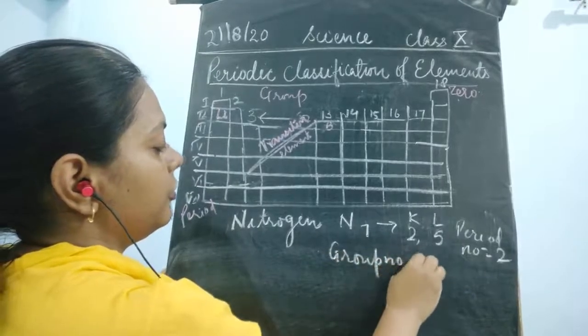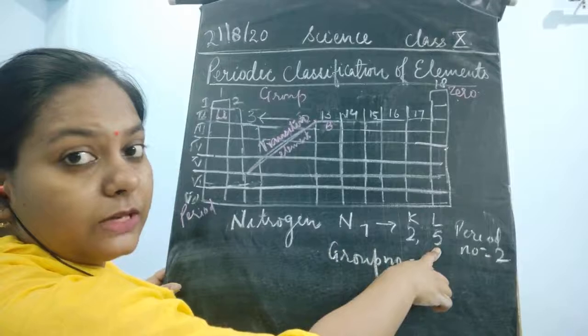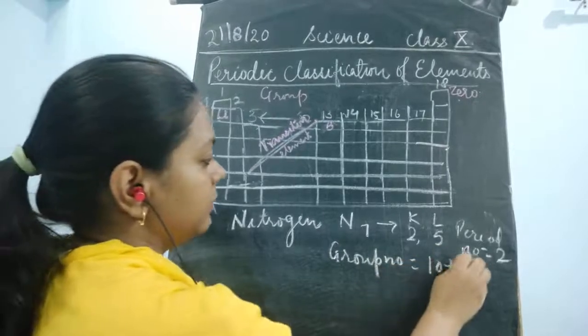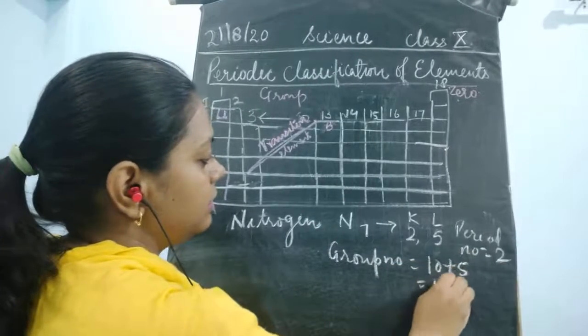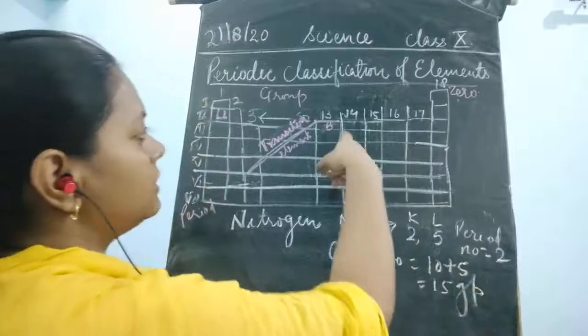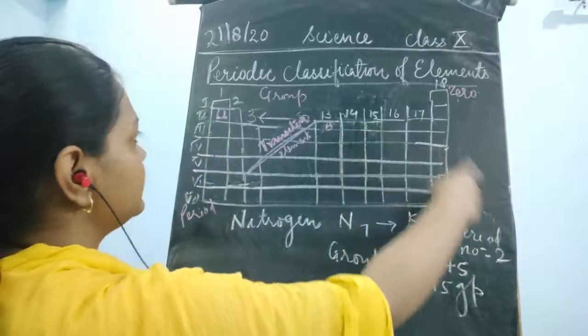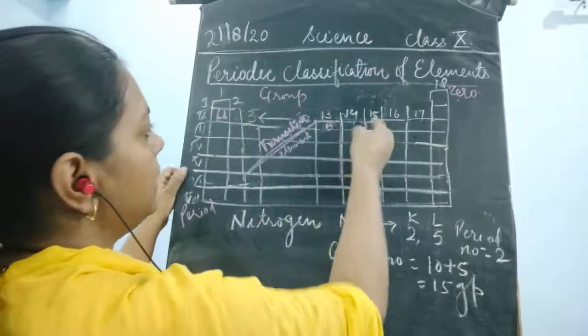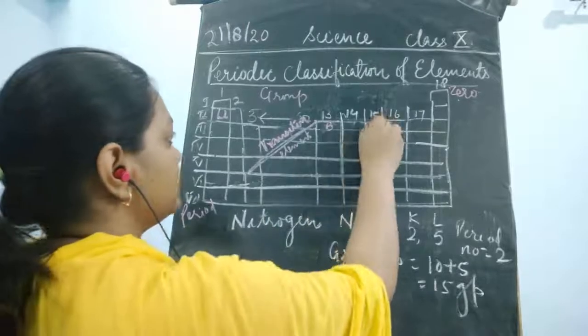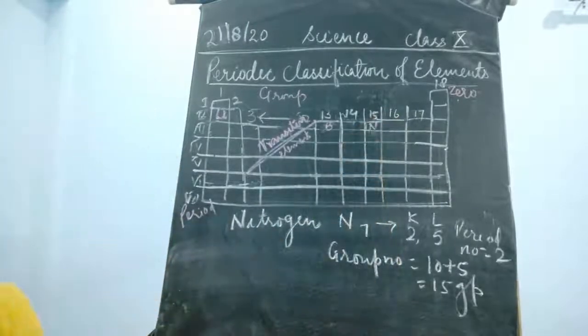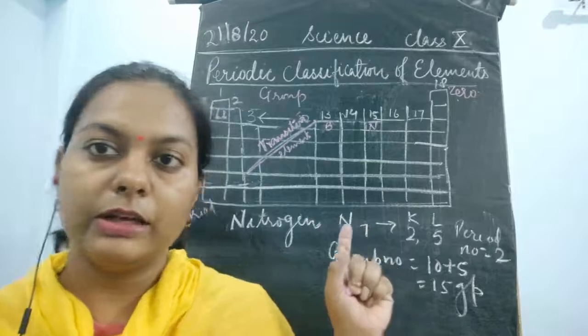Now the group number would be 3 more than the 3 electrons, that means 10 plus 5, so it is in the 15th group. So it is in the 15th group and the second period. So you will write nitrogen here; just match it with the periodic table given in your book, whether it is right or wrong.